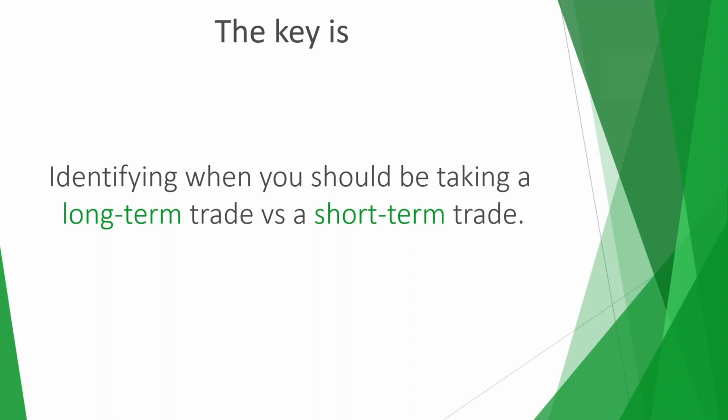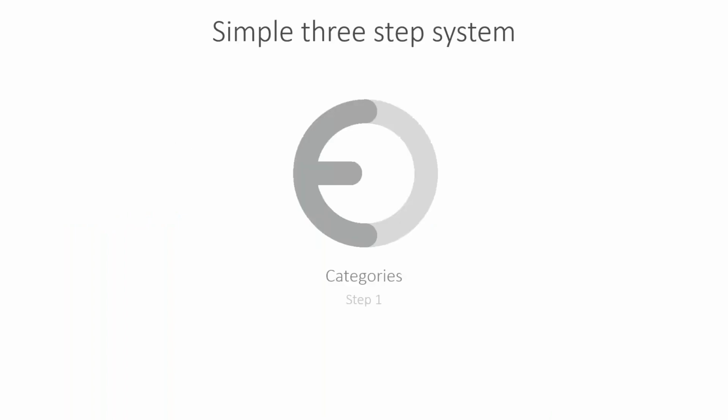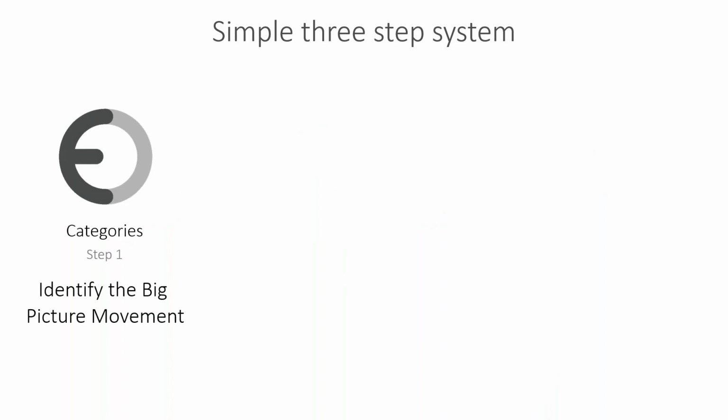So right about now, people are usually thinking, okay, but that sounds really complicated, so where do I start? With our simple 3-step system. Categories, step 1. First, we identify the big picture movement. Is price likely to trend up or down over the long haul?